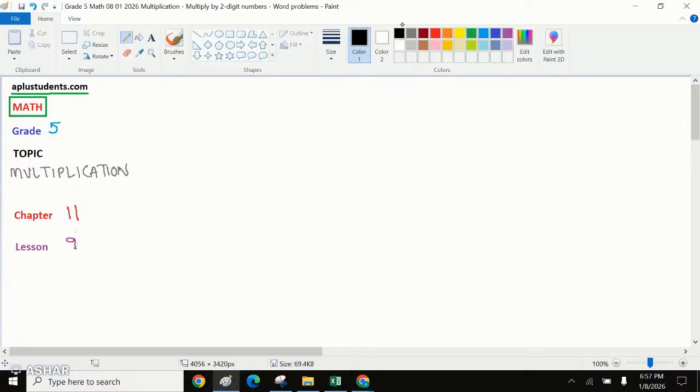Today we would be studying multiply by two-digit numbers. And we will look at word problems, okay? We would be studying word problems for today.